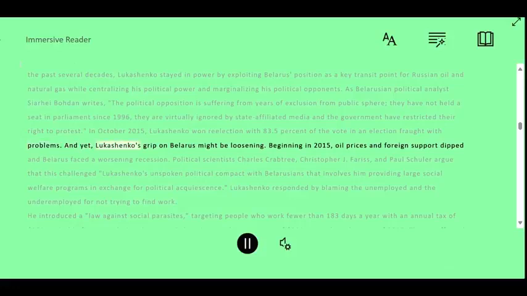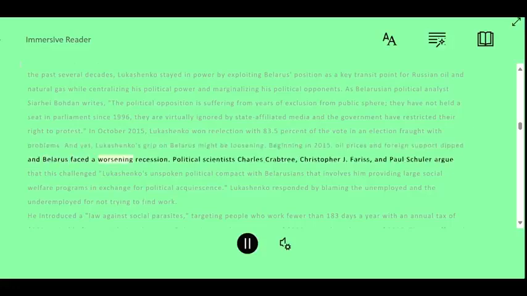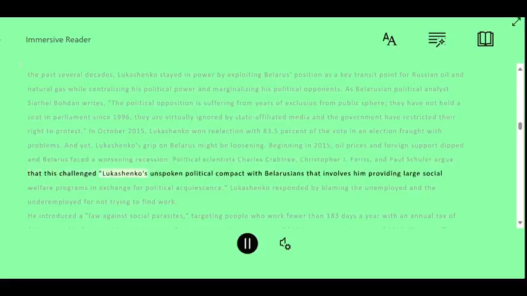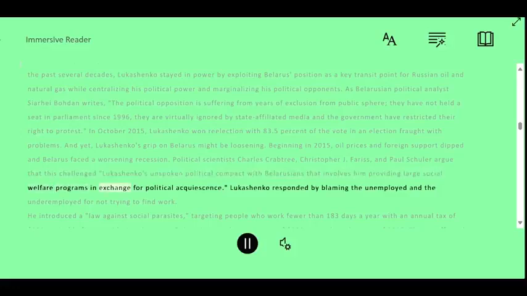And yet, Lukashenko's grip on Belarus might be loosening. Beginning in 2015, oil prices and foreign support dipped and Belarus faced a worsening recession. Political scientists Charles Crabtree, Christopher J. Faris, and Paul Studer argue that this challenged Lukashenko's unspoken political compact with Belarusians that involves him providing large social welfare programs in exchange for political acquiescence.